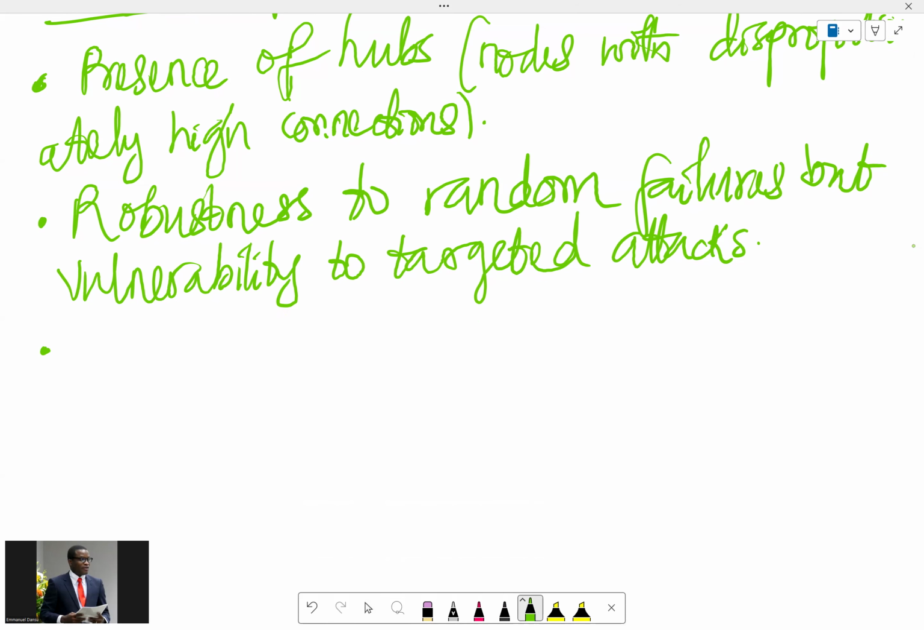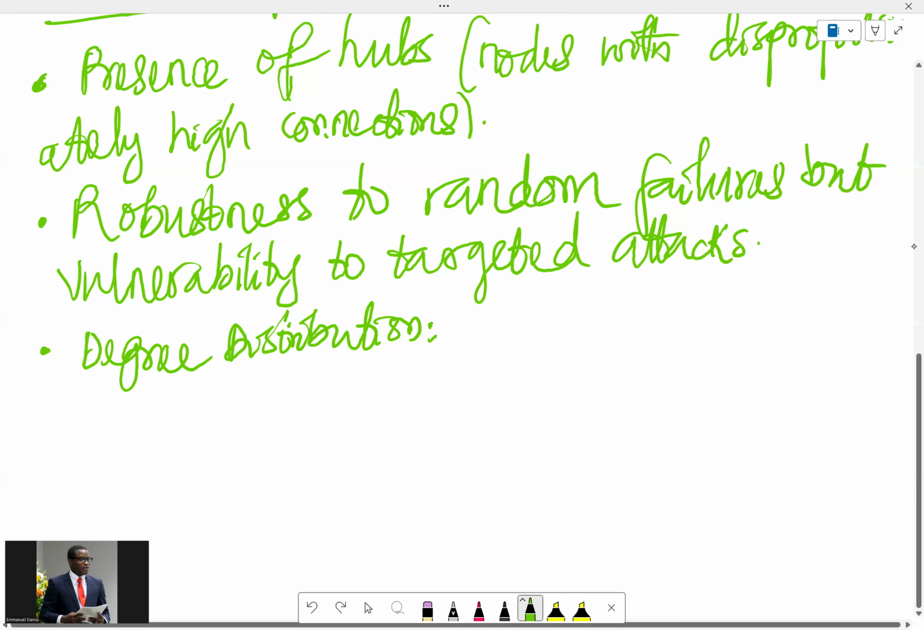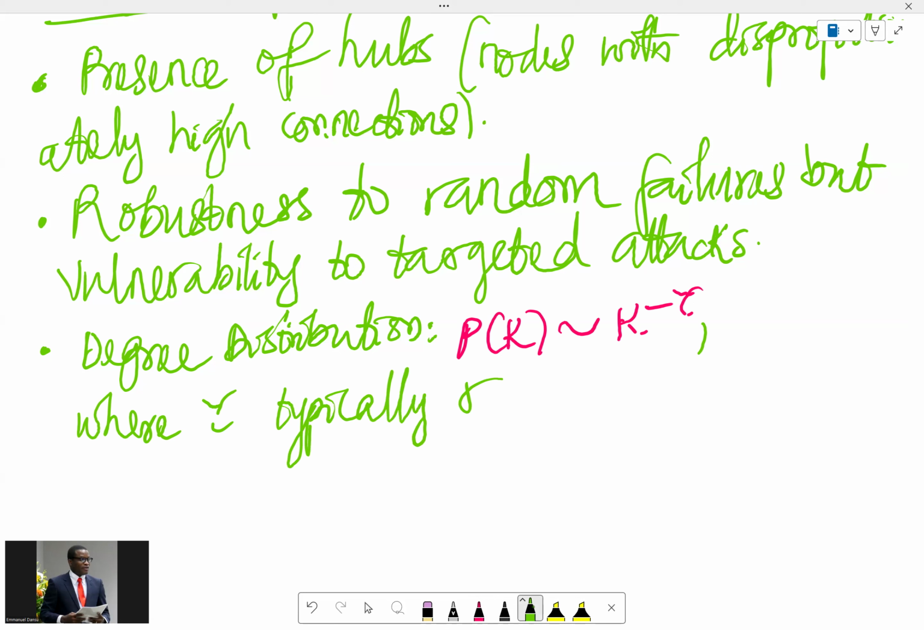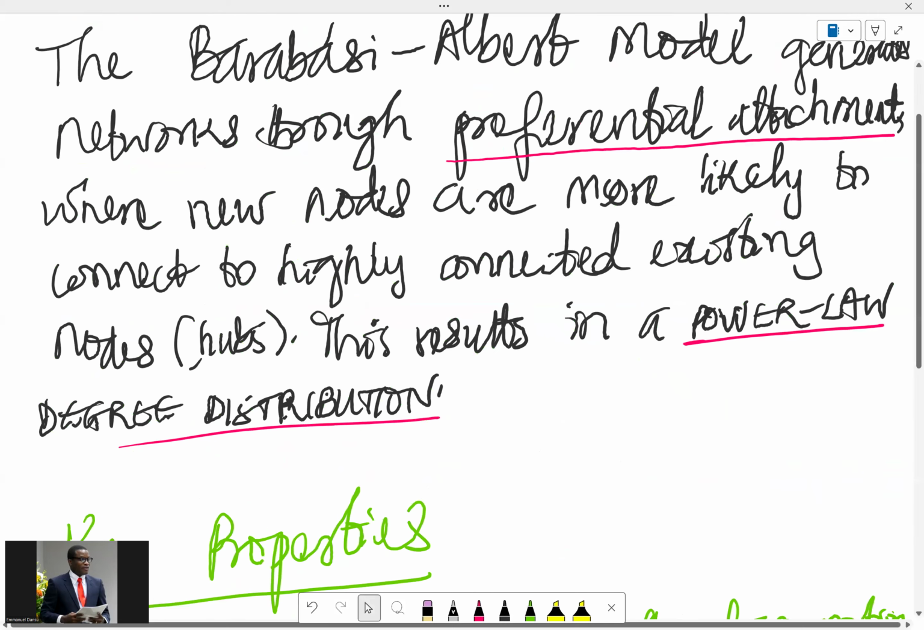Another property we have said before is the degree distribution. This talks about the number of edges connected to a node, or the number of friends a person has, so to speak. The degree distribution under Barabási-Albert, we've said already, follows the power law, which is something like P(k) follows k raised to the power minus gamma, where gamma typically ranges from 2 to 3. So these are the key properties of the Barabási-Albert model.